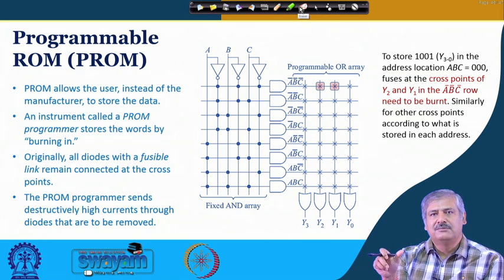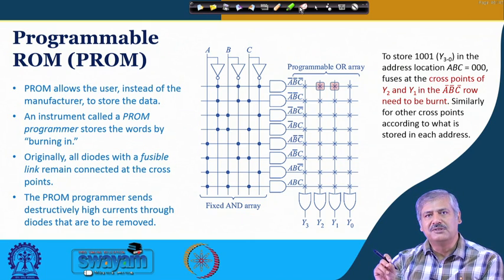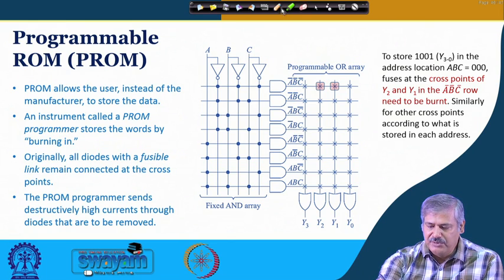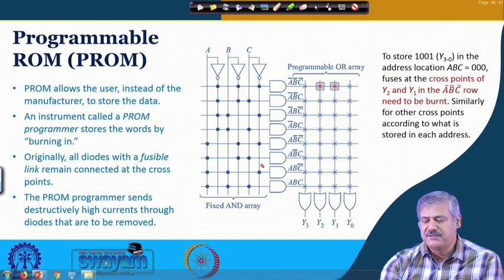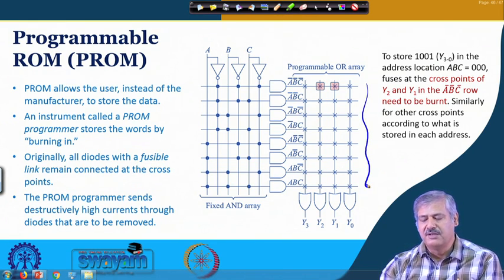At the cross points, the connections that you are seeing, say a diode is there. After that there will be a fuse. Okay. So, wherever you want the connection not to be there, you send a high current by which the fuse is burnt, okay, and the connection is lost. So, to begin with, you have all the fuses present, like this is the original thing, all the fuses are present in the OR plane.